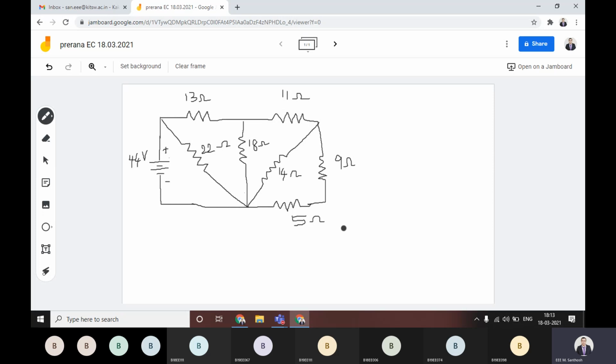Considering this circuit, determine the current through 18 ohm resistor. Okay, you have to determine the current through 18 ohm resistor. If you are ready, solve this one. How much time you will take, we'll see. You have to find the current flowing through this 18 ohm resistor.